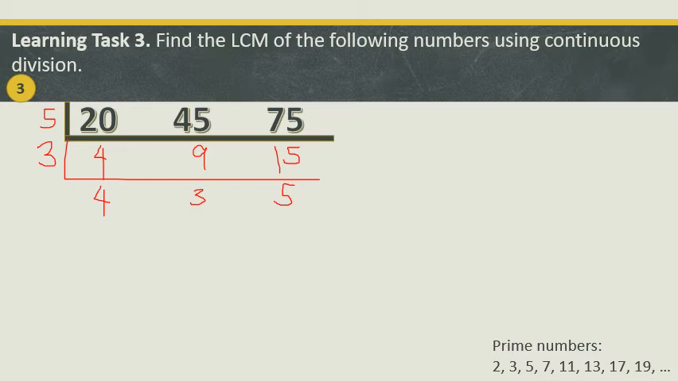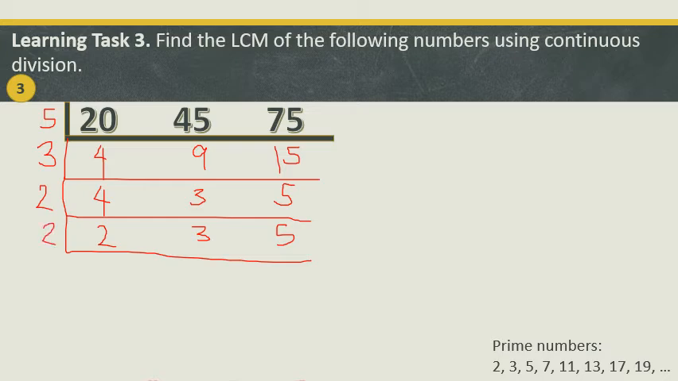Okay? Ngayon, sunod naman natin is yung 4. Ang 4 ay divisible sa 2. Dito tayo lagi titingin sa prime number. So, divisible siya sa 2. So, 4 divided by 2 is 2. Then, ang 3 hindi pwedeng i-divide sa 2. Ang 5 ay hindi rin divisible sa 2. So, baba lang natin siya. Ngayon, since lahat ito ay prime numbers na, isa-isa na natin siyang i-divide. So, sa 2 ulit, 2 divided by 2 is 1. Ang 3 hindi divisible sa 2, so baba natin. And yung 5 hindi rin divisible sa 2.